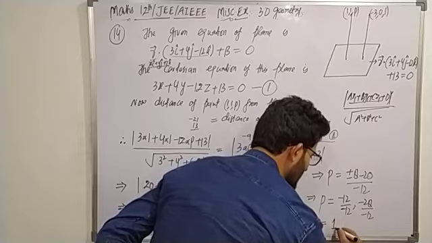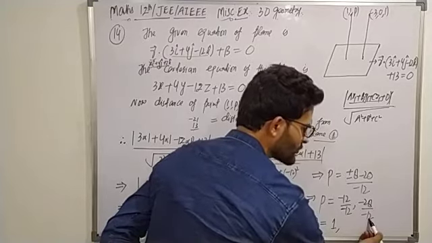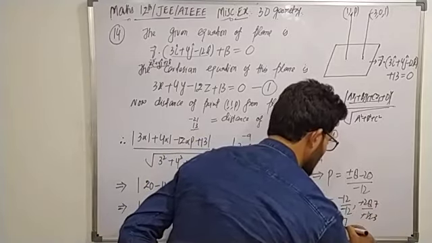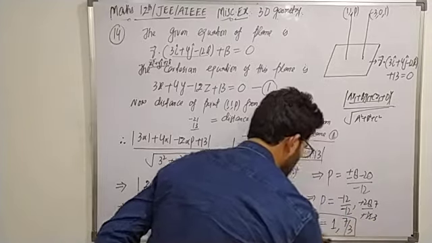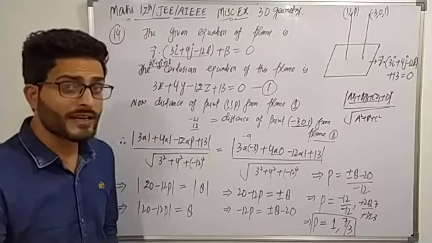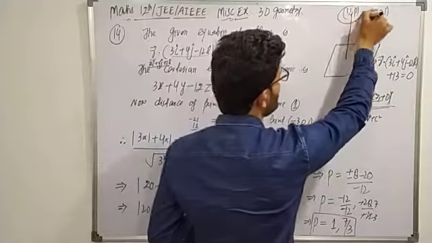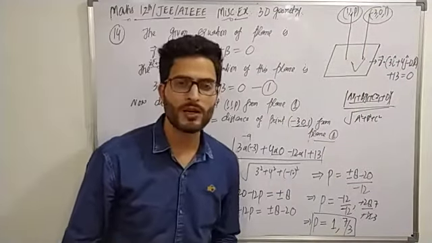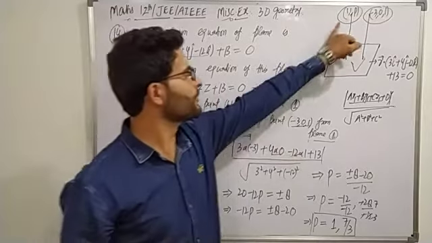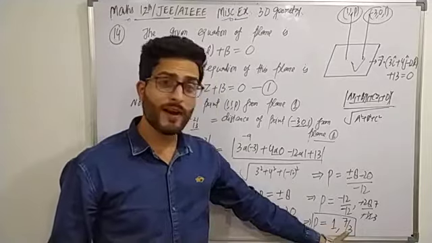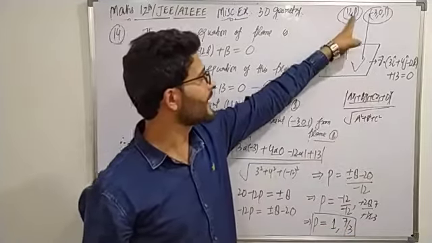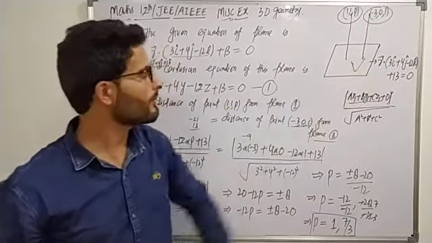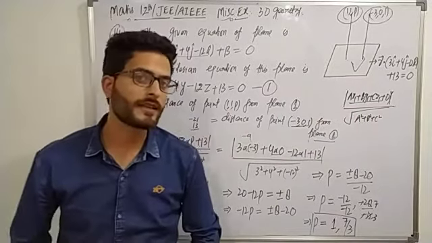So what is the value of p? Minus 12 by minus 12 is 1, and minus 28 divided by minus 12, minus and minus cancel out, and 4 threes are 12, 4 sevens are 28, so that is 7 divided by 3. So the value of p is either 1 or 7 divided by 3, such that the points (1, 1, p) and (-3, 0, 1) are equidistant from the plane r dot 3i plus 4j minus 12k plus 13 is equal to 0. So the unknown p will be either 1 or 7 divided by 3, such that these two points are equidistant from the given plane. So that is all about question number 14 of the miscellaneous exercise.